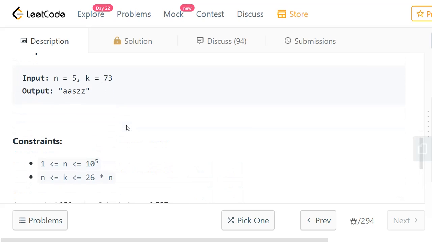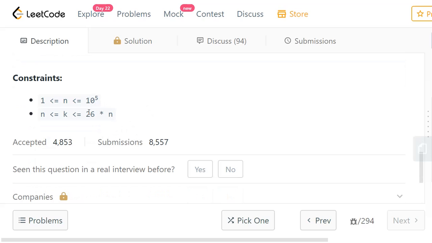Coming to the constraints, the value of N can go from 1 to 10 power 5. So the string length can be 10 power 5, so it's pretty big. We cannot do any O of N square solution. So our solution should be in the order of O of N or O of N log N.